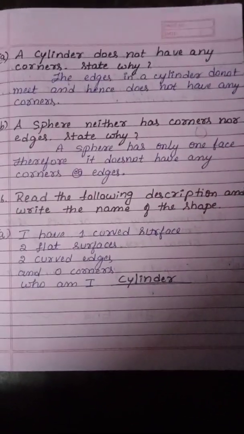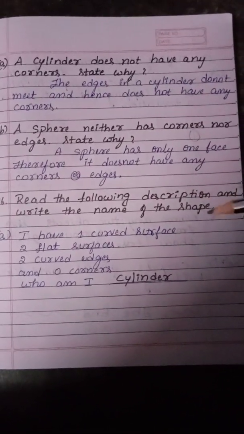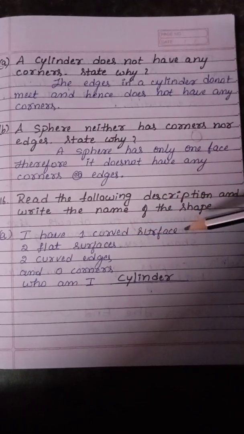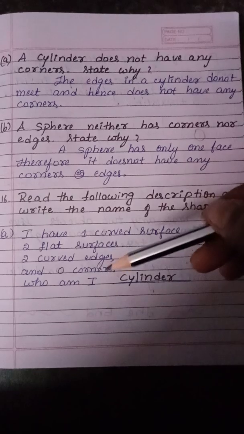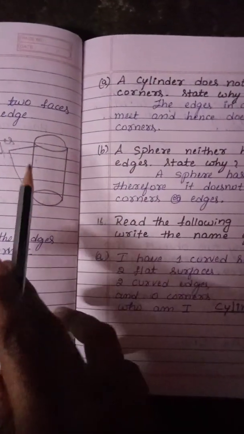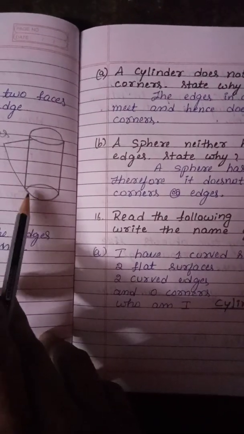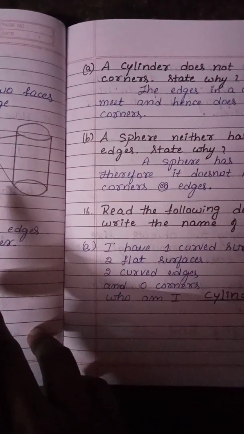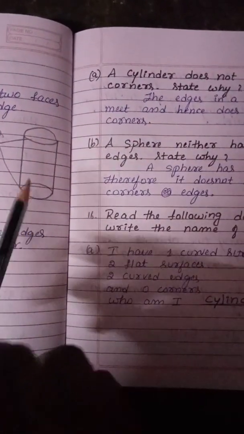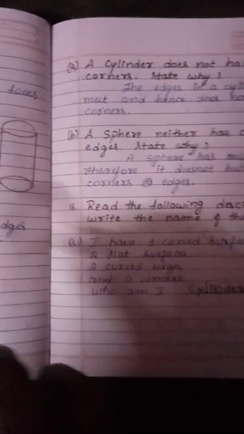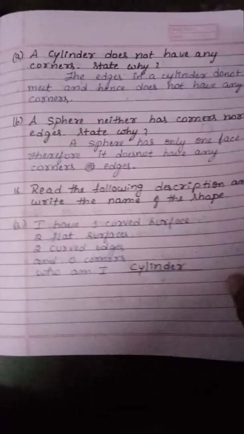Read the following descriptions and write the name of the shape. I have one curved surface, two flat surfaces, two curved edges and zero corners. Who am I? See here, one curved surface, two flat surfaces, two curved edges and zero corners. Who am I? Cylinder.